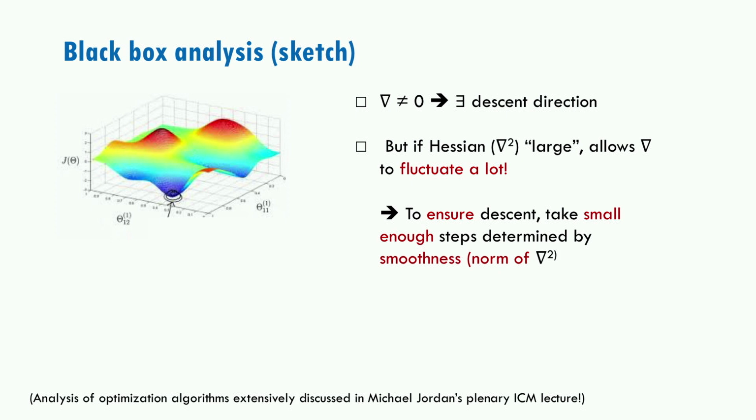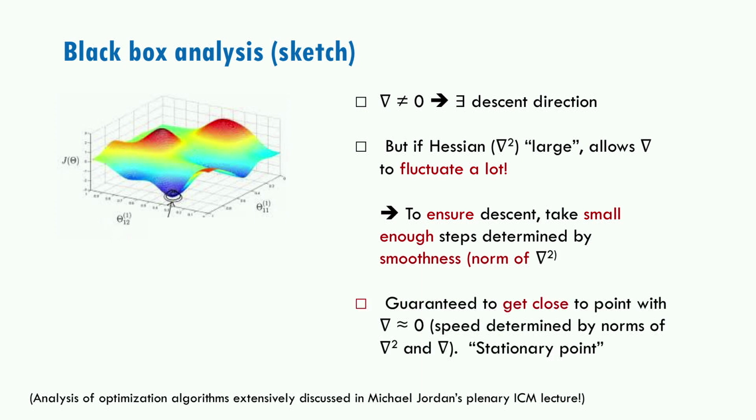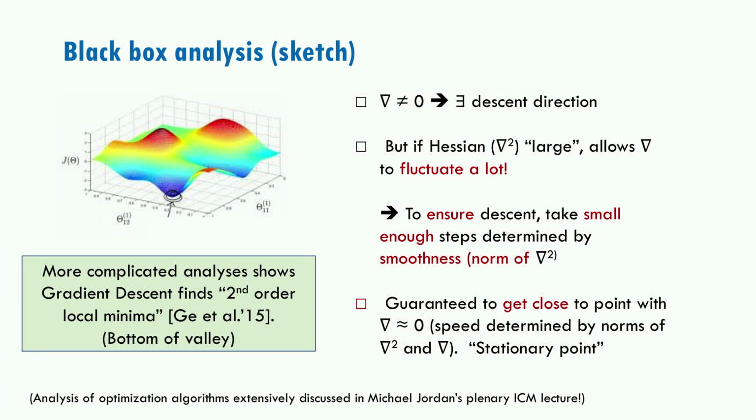So to ensure descent, you have to take small enough steps determined by the smoothness, the norm of the Hessian. Then you're guaranteed to get close to a point with gradient equal to 0. The speed is determined by the norms of the gradient and the Hessians. That's called a stationary point. That's one solution notion, but you can have more complicated solution notions, like a second-order local minimum, which is like a local valley. It turns out there's a related analysis which also shows that you can achieve that. That gives you a taste of the kinds of things people are doing, and maybe we'll talk about more tomorrow.